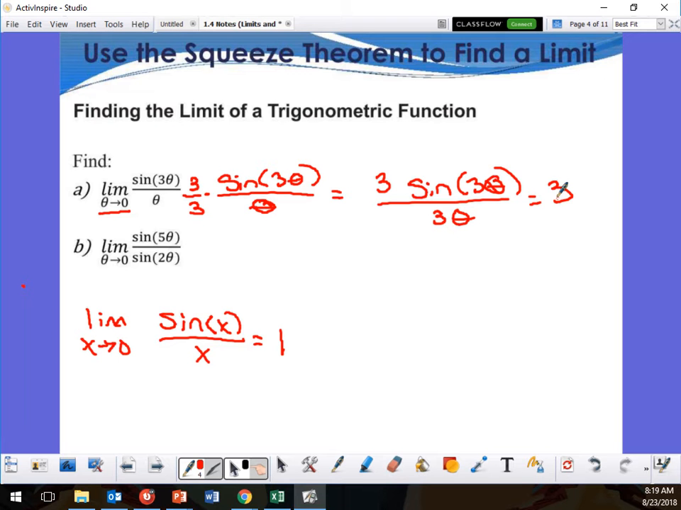You can't have 0 on the bottom, right? Now, can I plug in 0 down here for B? No, because 2 times 0 is 0. And what's the sine at 0? 0. So I still cannot have 0 in the bottom here, right?